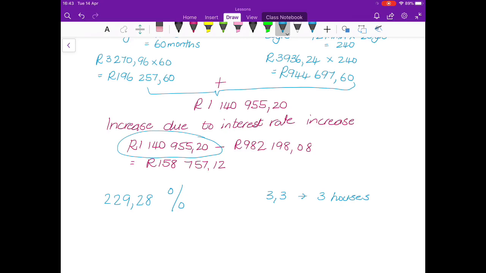I hope you're beginning to understand: the sooner you pay off your home loan, the better. Please will you do exercise 4 on page 115 for your next maths lesson. So page 115, exercise 4.